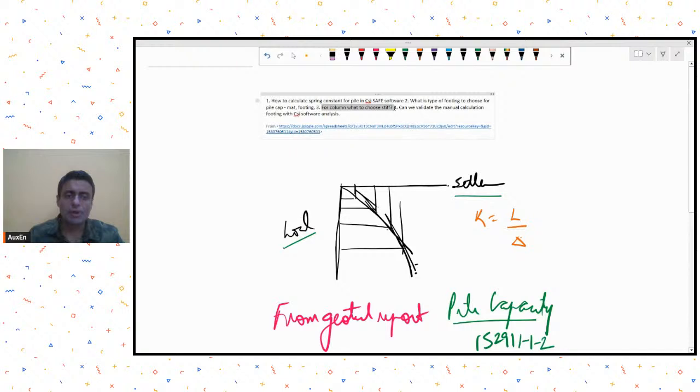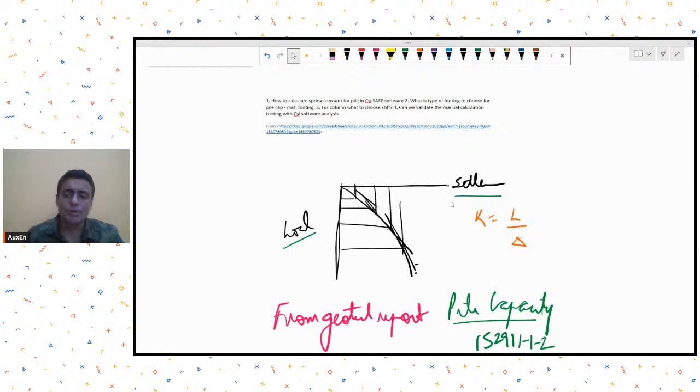His third question is, for column, what to choose, stiff. Generally, at the top of the column portion, the plan cross-sectional area of the column is assigned as stiff. Usually people do it, so you can do it that way. His fourth question is, can we validate the manual calculations? Yeah, you can validate. In fact, in our course on foundation design, we have validated these results, what software gives us and what we get from manual calculations. In our course on foundation design, we have actually done that in a lot of detail.